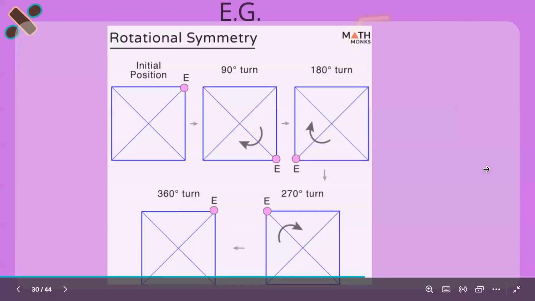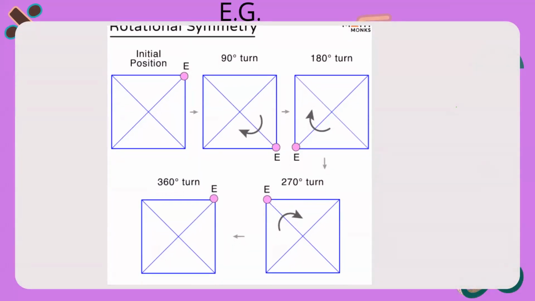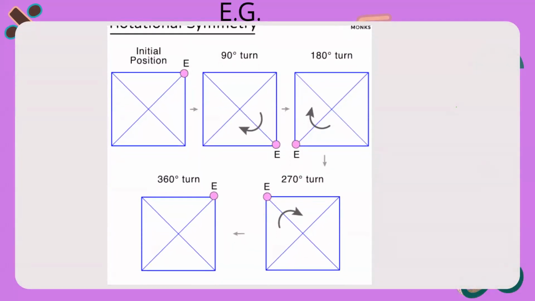And the next one. This one is also like this. This one will show you how they turn. The first position, you can see the E here. When it turns, it will become here. So this is the clockwise turn.